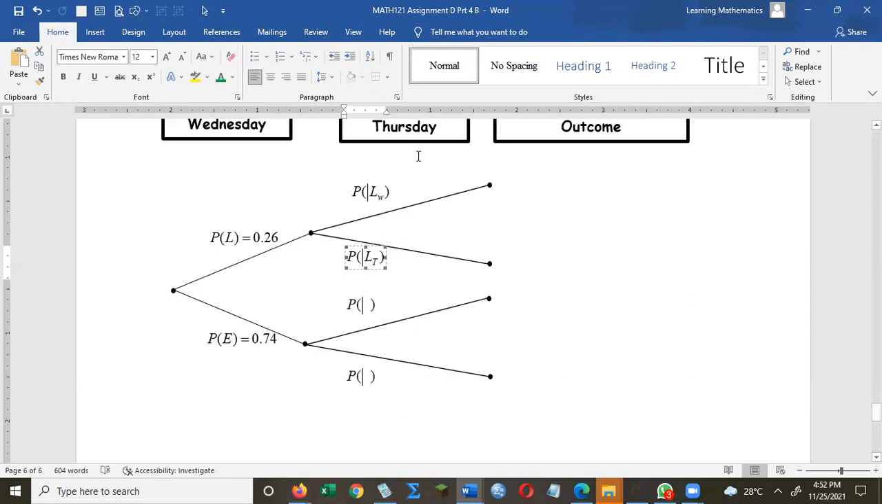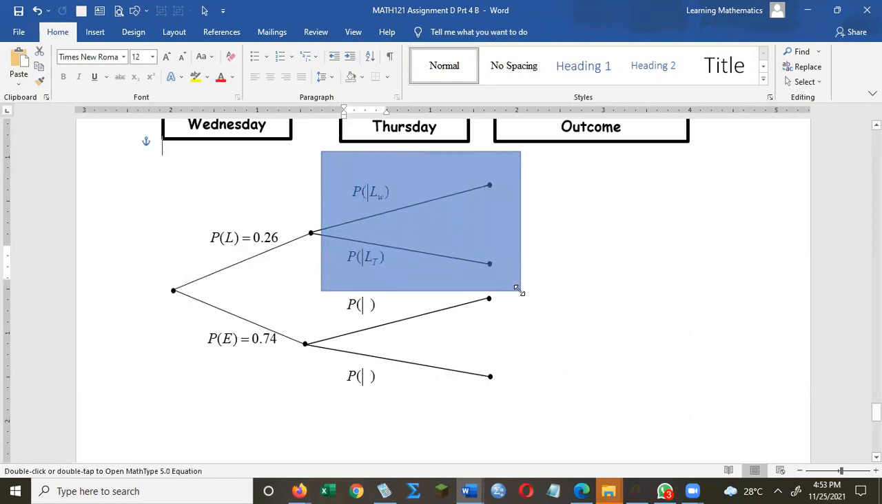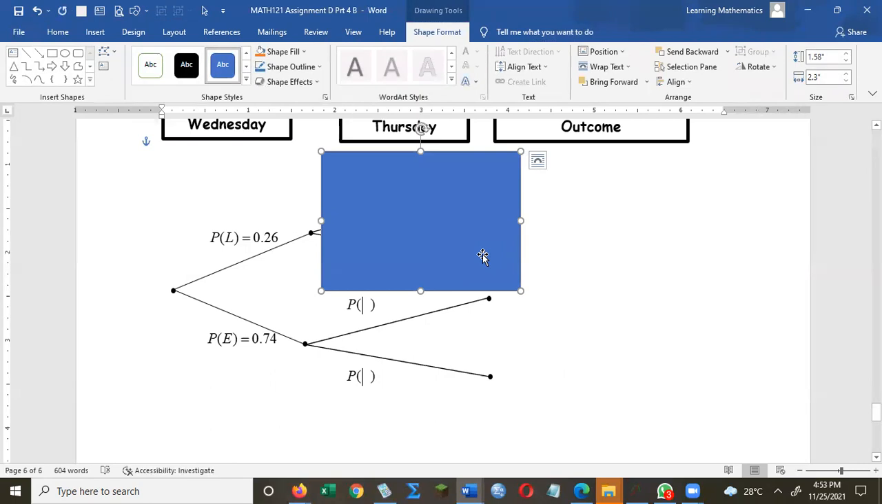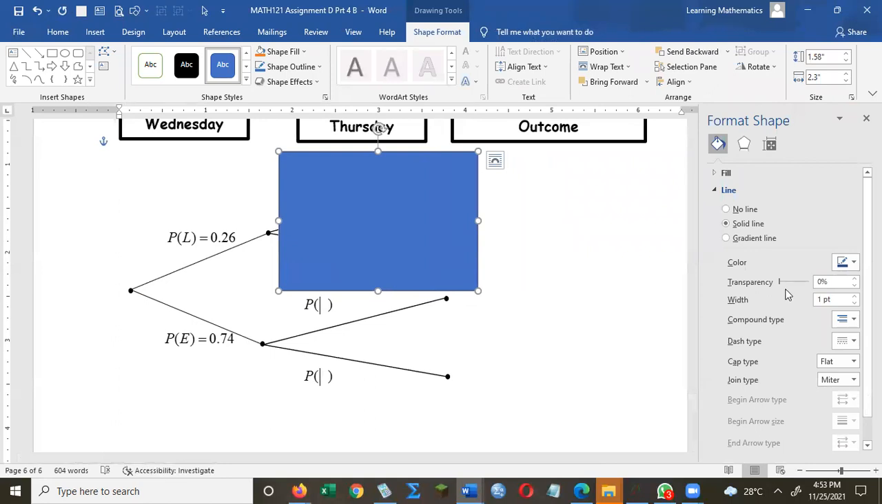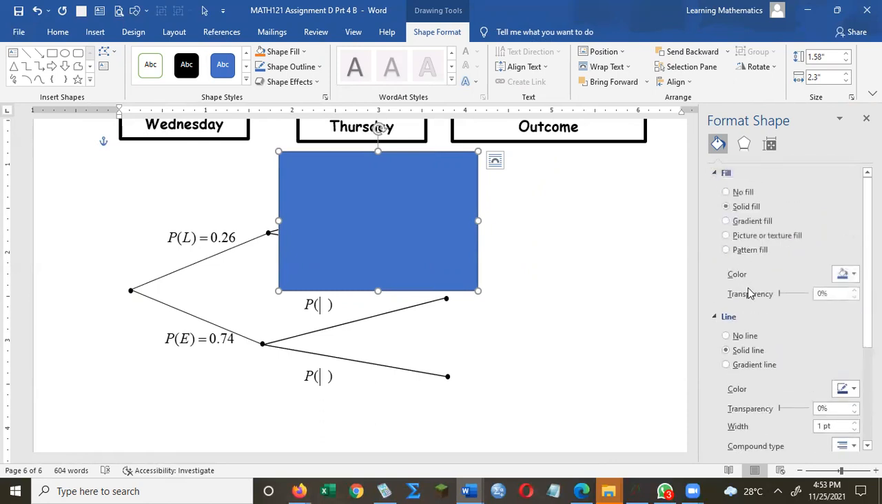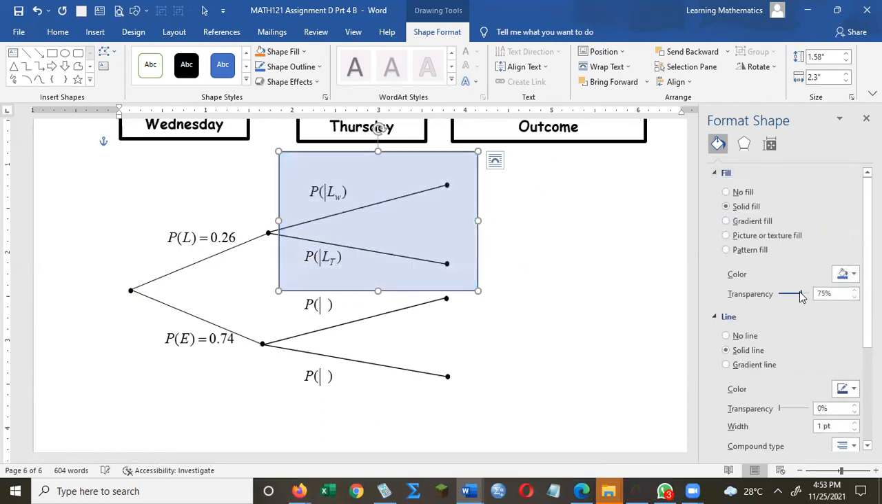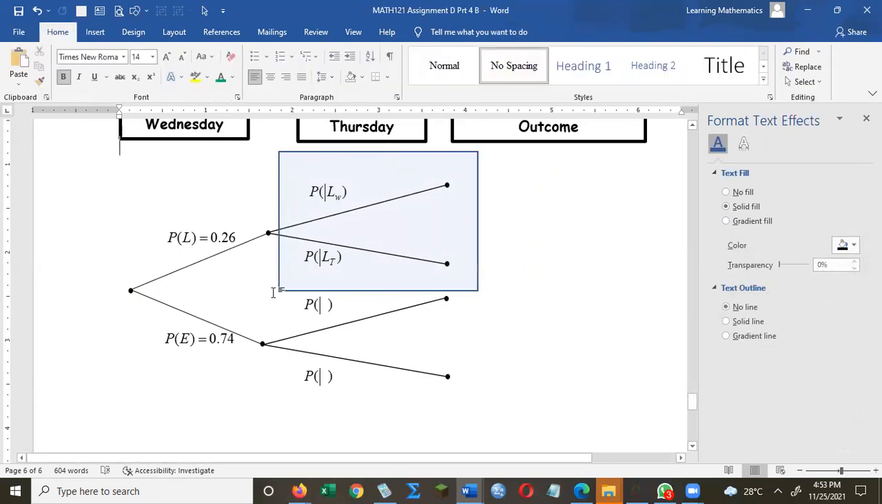So let's analyze this. All right, let's analyze this. I'm going to put it in a rectangle. This whole section there. Is it transparency? Okay, transparency. Fill. Or you can increase the transparency. So she's saying now that, let's analyze this section there.